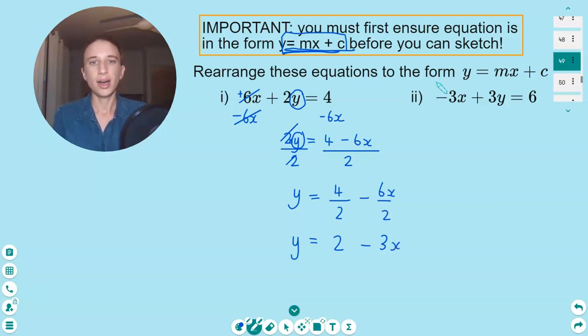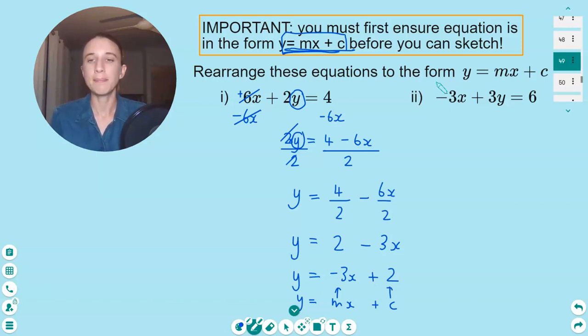And then I think it's nicer to write it with the x term first. Let's get it exactly like y equals mx plus c. So I'm going to choose to write that negative 3x plus 2. And then I've got it in that perfect form. And then you can see the gradient is negative 3 and c is 2.